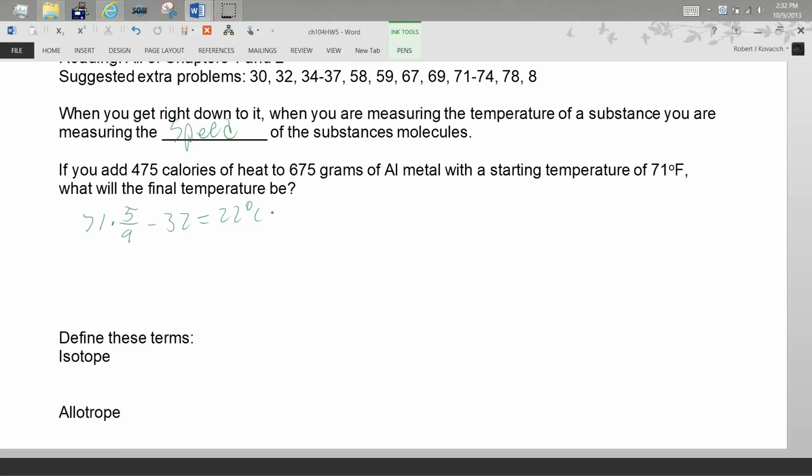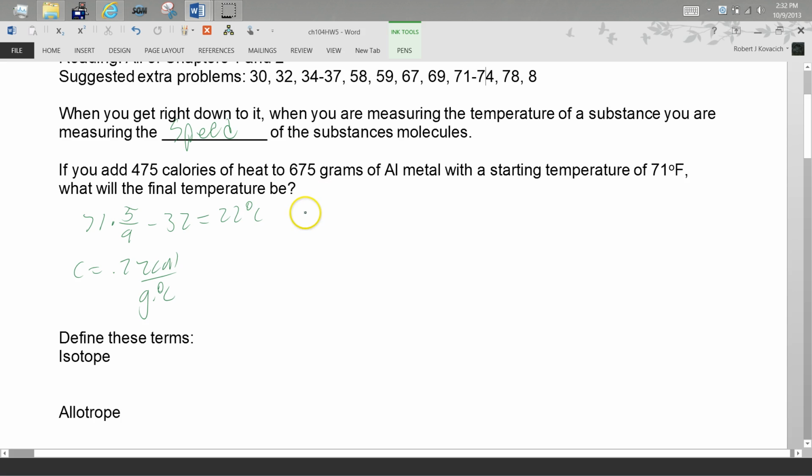The specific heat for aluminum is 0.22? Yeah. All right, so the specific heat for aluminum is 0.22 calories per gram degrees C. So I need a temperature here. So I'm going to take grams times degrees C divided by 0.22 calories. And then I'm going to get rid of the grams by putting 675 in the denominator, so the grams cancel. And I'm going to put 475 calories in the numerator, so those cancel out. And so I'm left with degrees C.